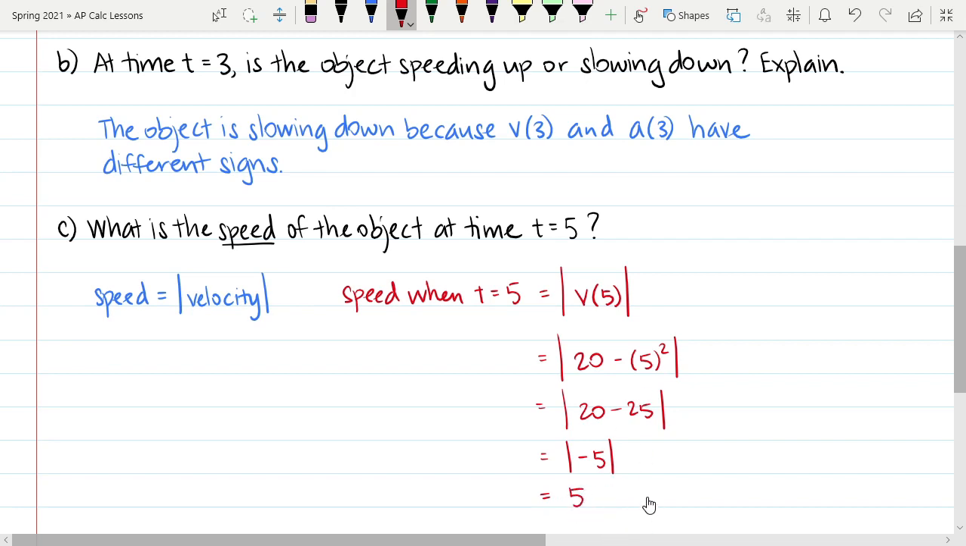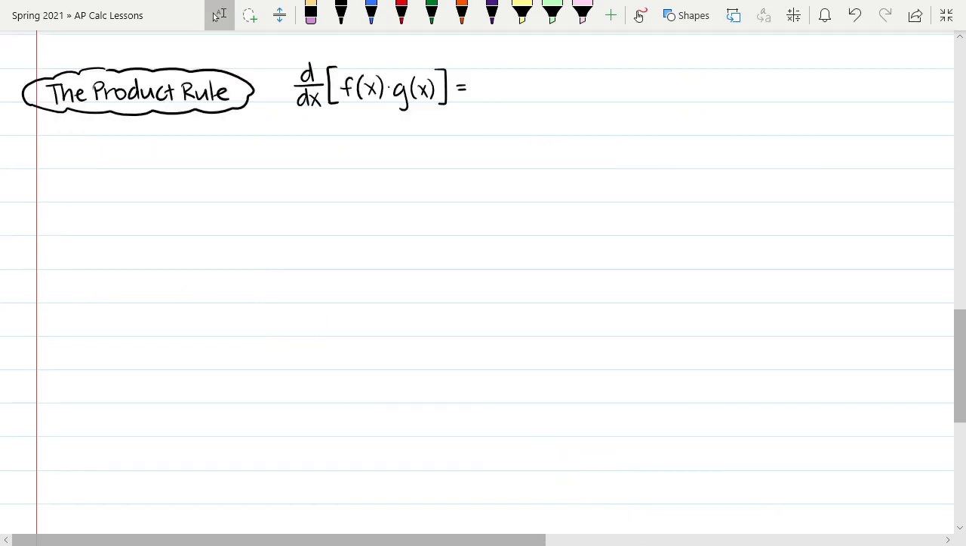Now, the velocity was measured in meters per second, so the speed is measured in the same units. Again, what's going to make them different is that the speed must end up being positive. So the speed of the object at time t equals 5 is 5 meters per second. Okay, so that's all about higher order derivatives, and you'll see us revisit higher order derivatives throughout this course.